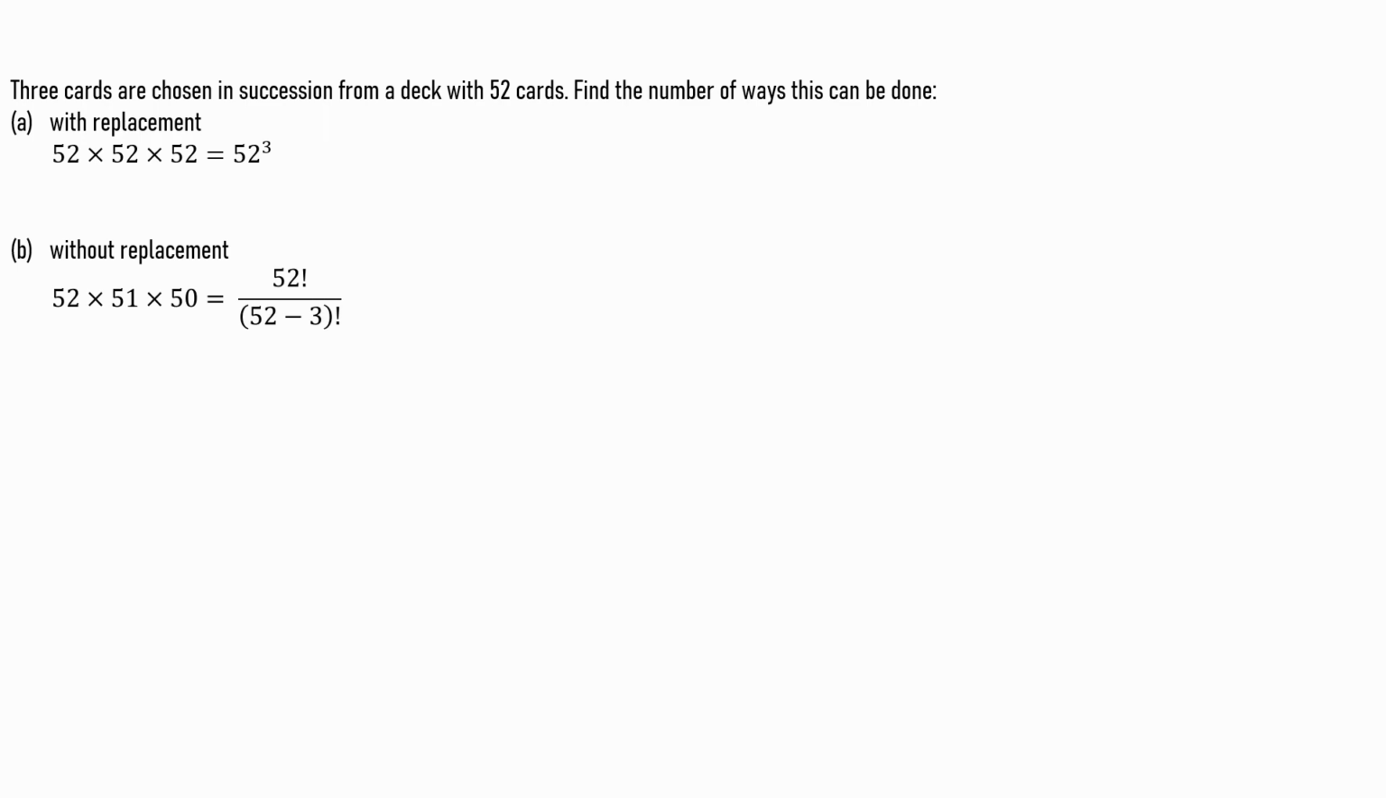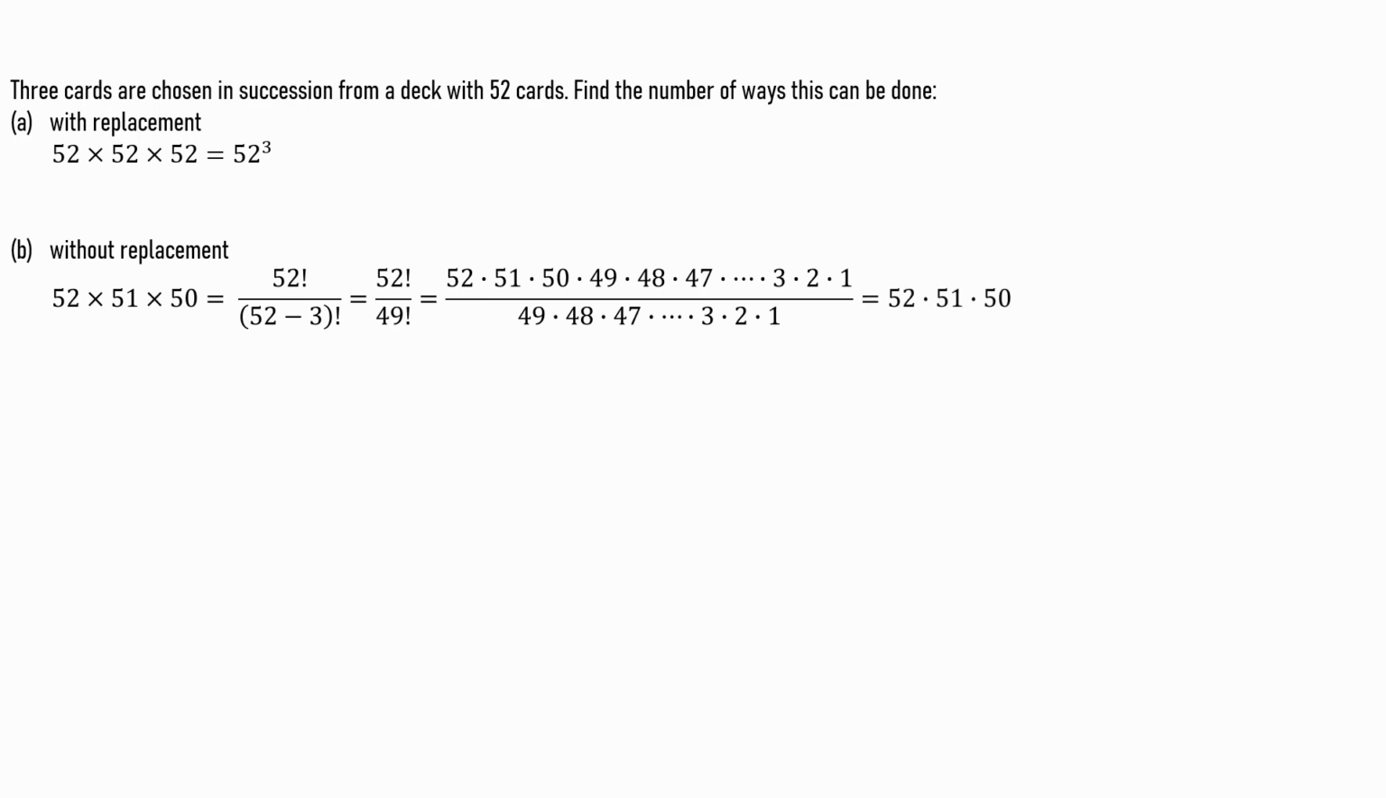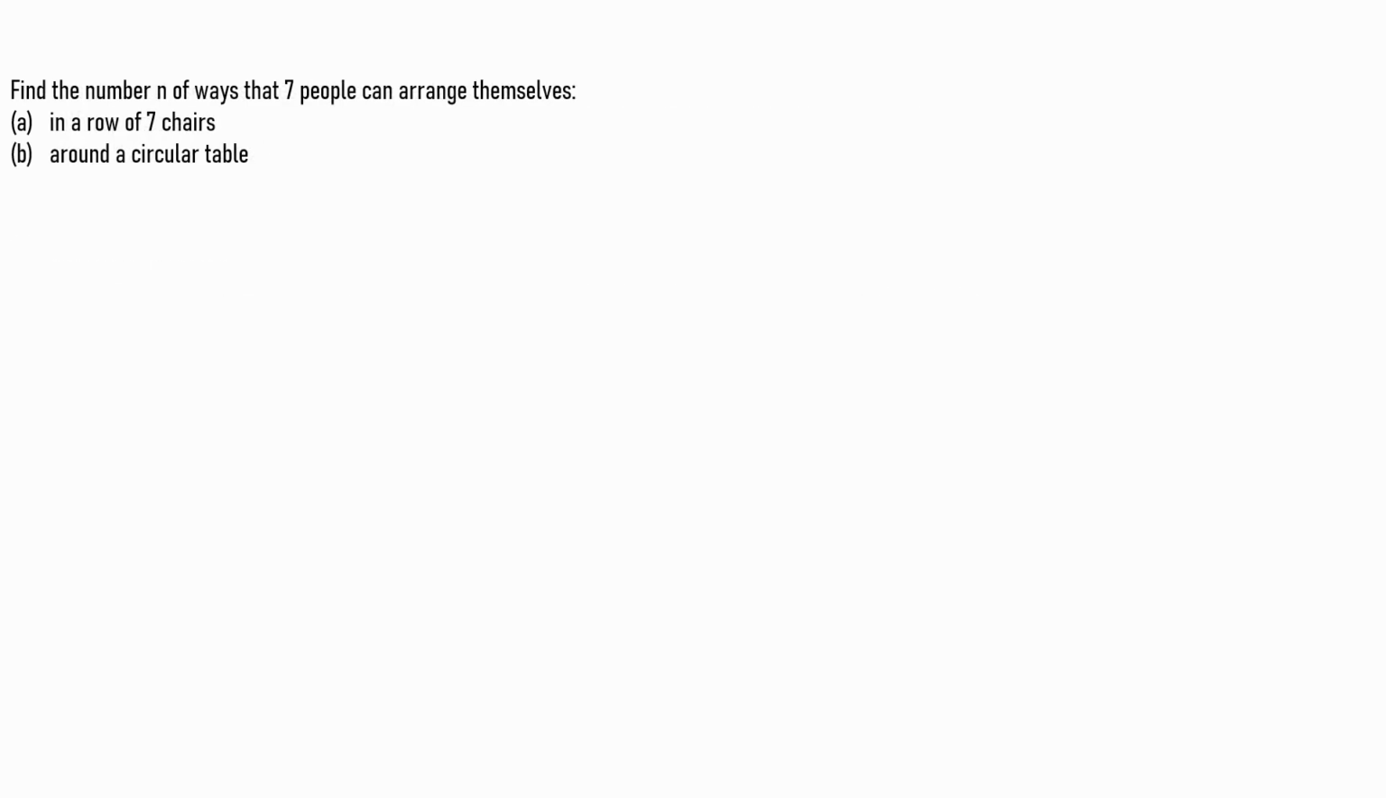So, yung total number of objects dun sa without replacement, 52 taken 3. So, 52 minus 3 factorial. So, equals to 52 factorial over 49 factorial. And then, cancel yung 49 factorial hanggang 1 dun sa numerator dahil meron ulit sa denominator. Kaya, 52 times 51 times 50.